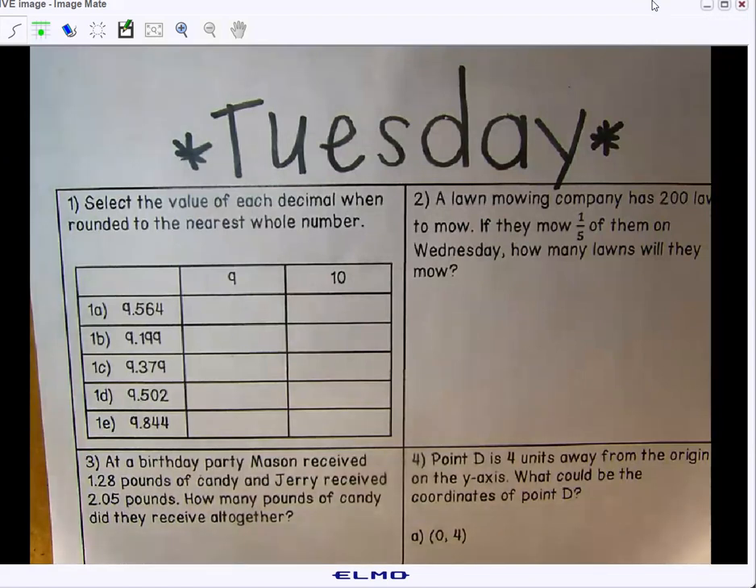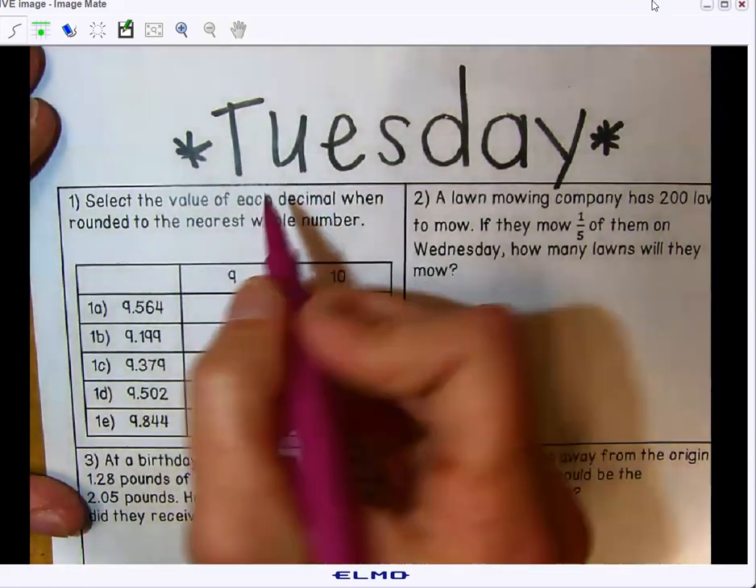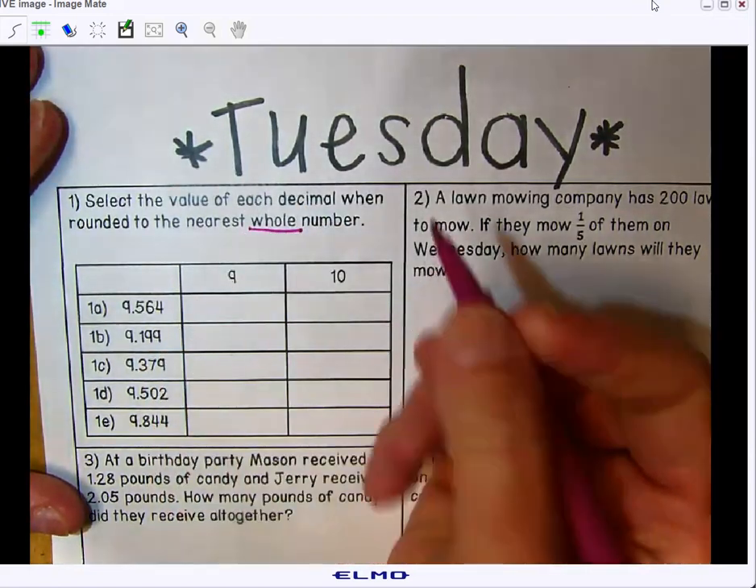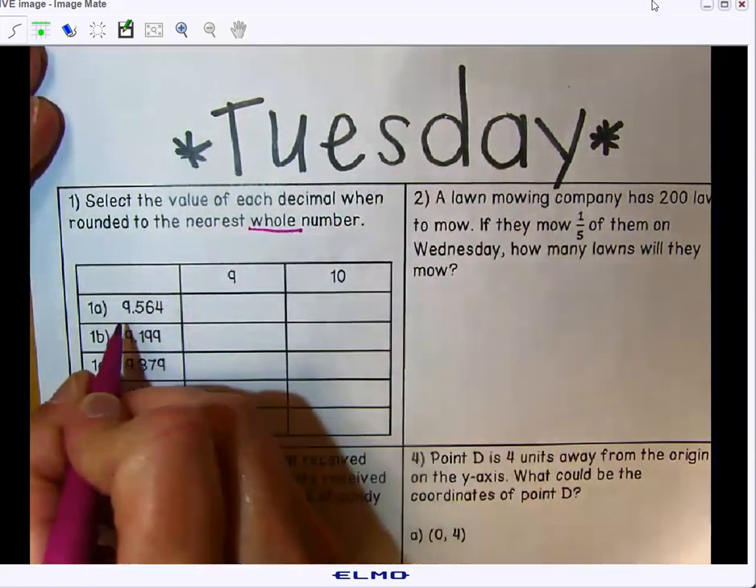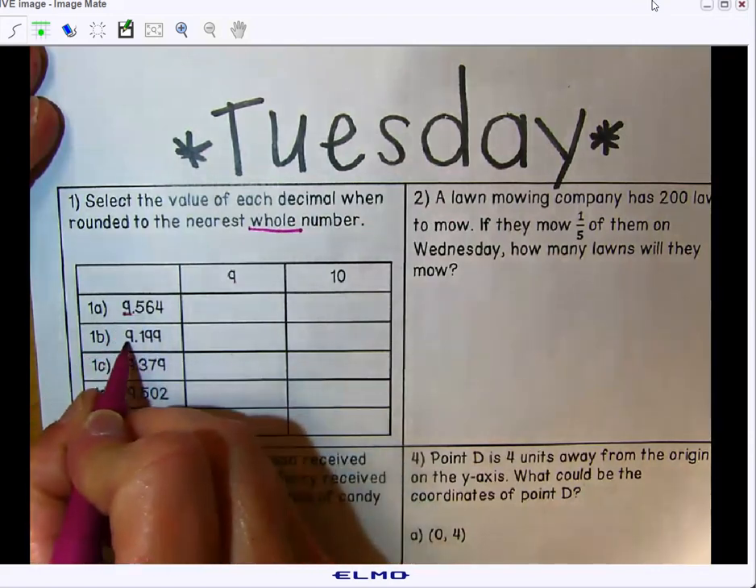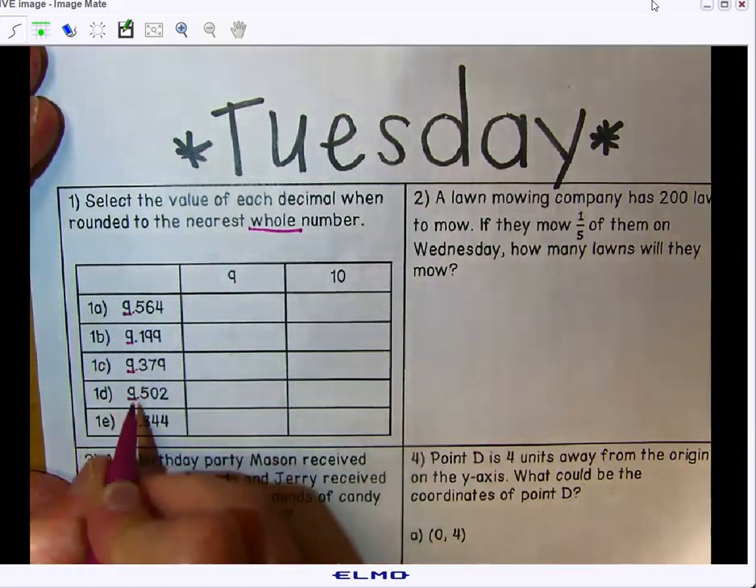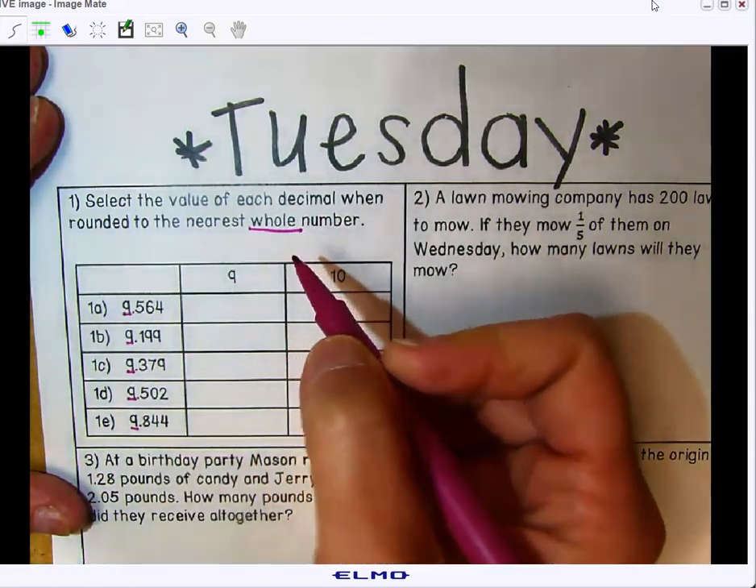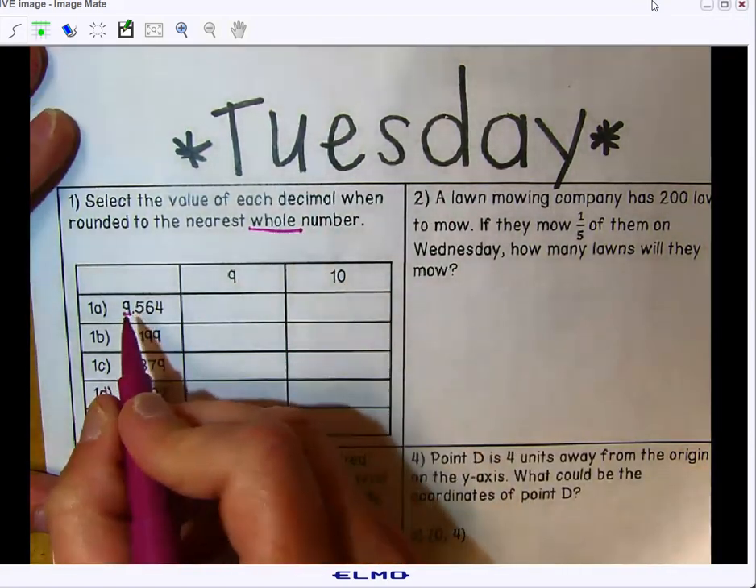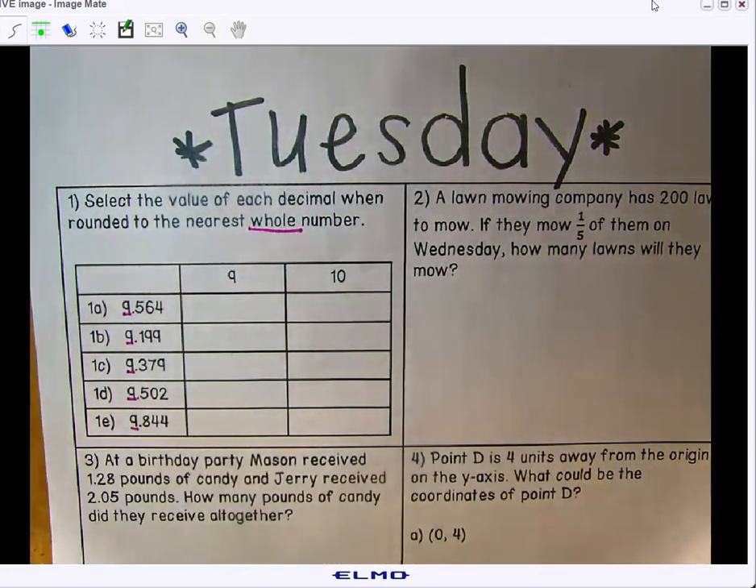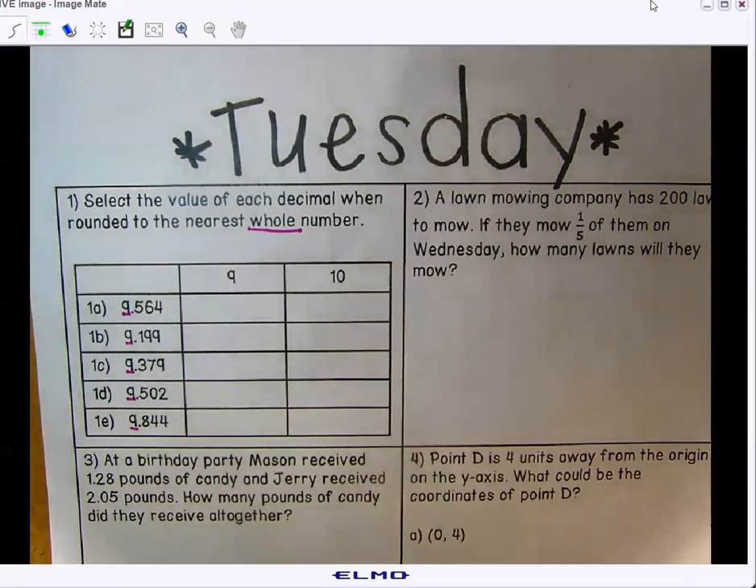Select the value of each decimal when rounded to the nearest whole number. So we are going to underline the whole number in each value, and the whole number is going to be in the ones place. So we always look at the neighbor to the right, and that value is going to tell us whether to rest or soar.